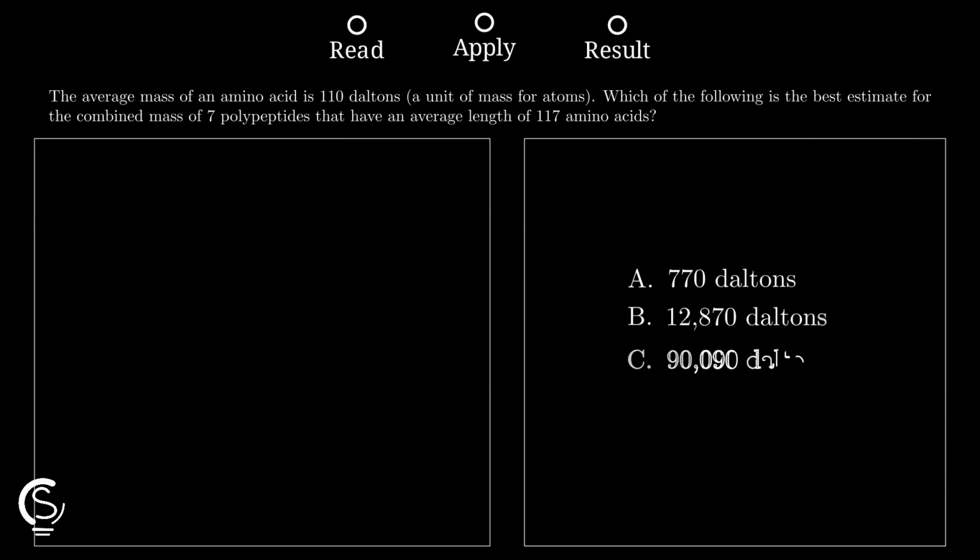Start with one polypeptide. It has 117 amino acids, and each amino acid averages 110 Daltons. So multiply 117 by 110 to estimate one peptide's mass, which is 12,870 Daltons.